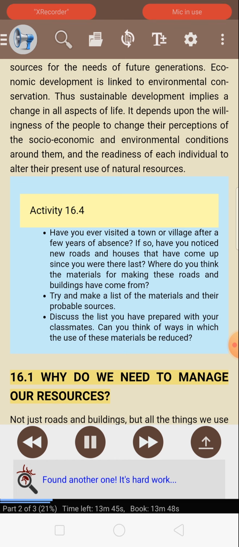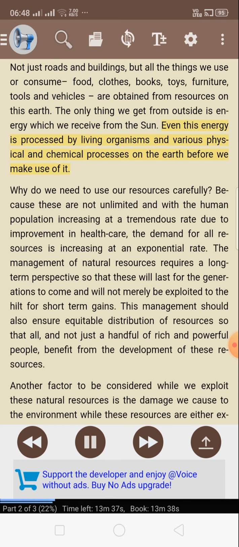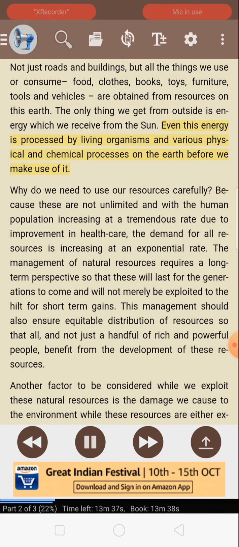16.1. Why do we need to manage our resources? Not just roads and buildings, but all the things we use or consume: food, clothes, books, toys, furniture, tools and vehicles are obtained from resources on this earth. The only thing we get from outside is energy which we receive from the sun. Even this energy is processed by living organisms and various physical and chemical processes on the earth before we make use of it.